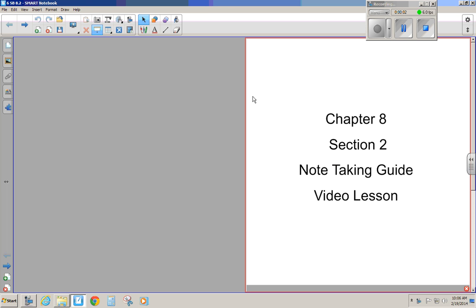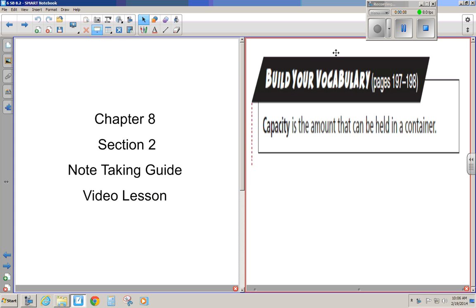Welcome to Chapter 8, Section 2, Capacity and Weight in the Customary System. Capacity means the amount that can be held in a container.